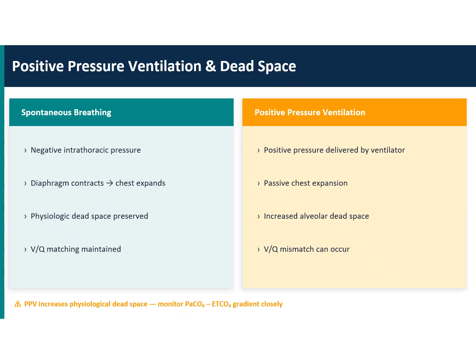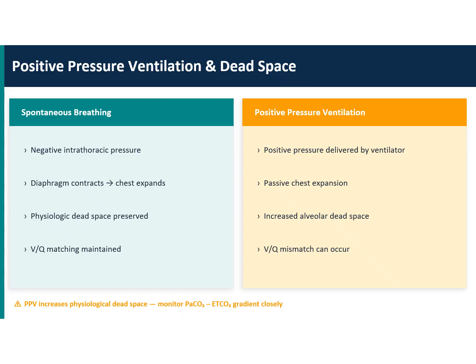The difference between positive pressure ventilation and spontaneous breathing we have to understand. In spontaneous breathing, we are creating a negative intrathoracic pressure by the contraction of the diaphragm, and the chest will expand. So basically, you are not compressing the pulmonary vessels in this process. So there is a good VQ matching. The alveoli which are getting ventilated are getting perfused also.